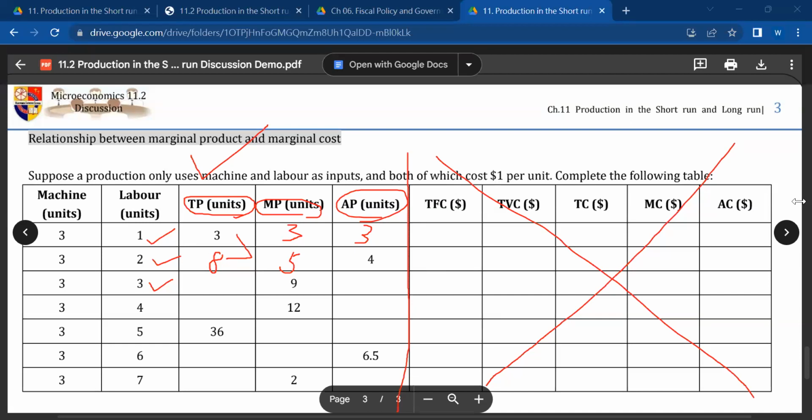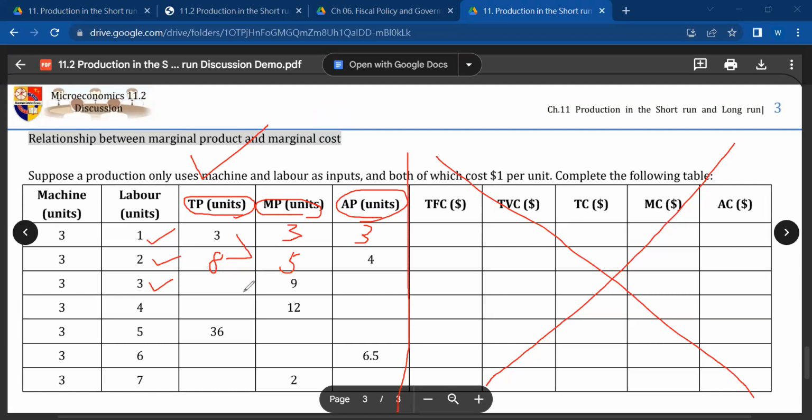Okay, X1, then I ask, let me ask 尹佳明. Are you here? Yes. Can you tell me the total product and the AP for the third neighbor? TP is 17 and AP is 5.67. Yes, very good. Okay, thank you.